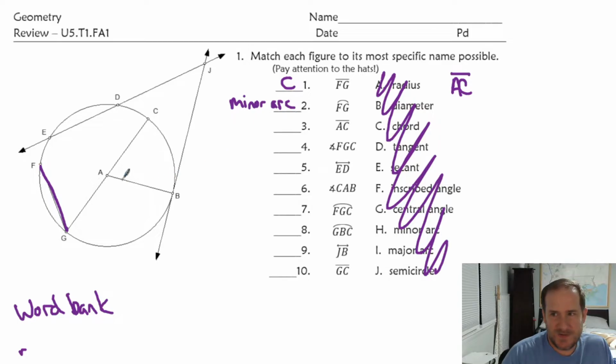All right, so what's AC? AC is this guy. So you'd read through the word bank. Hopefully you already know what that is. It's a radius. So you'll say radius. Okay. Angle FGC. From F to G to C, since our vertex is on the circle. That's an inscribed angle.